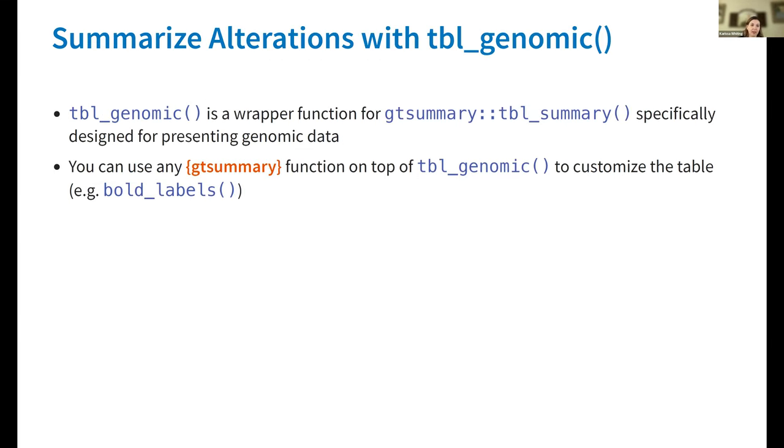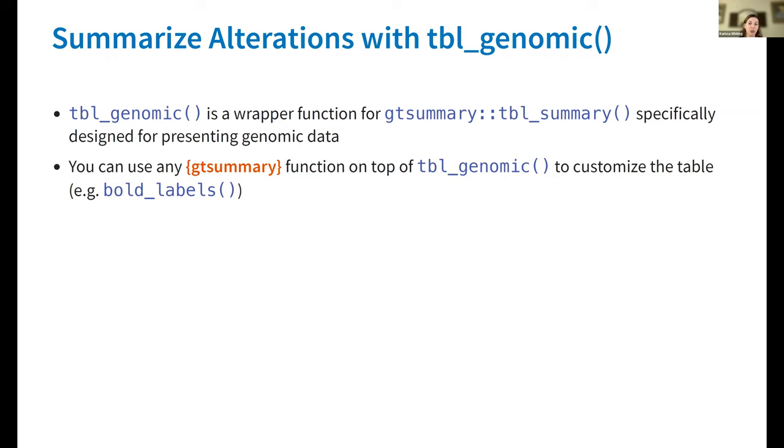So next, we're going to create a simple summary table of our frequency alterations using the table genomic function. So table genomic is a function in gnomeR, but it is built on top of the gtsummary tbl_summary function with some specific defaults that make it helpful for presenting genomic data. So if you haven't heard of it, gtsummary is a wonderful package written by Dan Sjoberg that helps you create summary tables in R. It's very useful for a lot of applications.